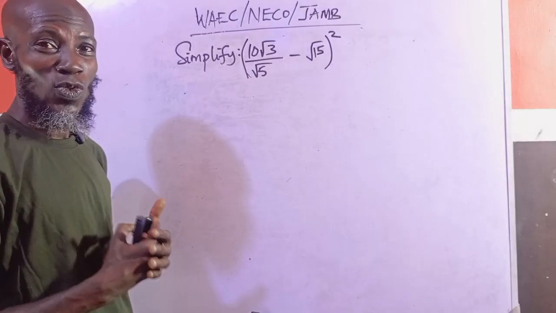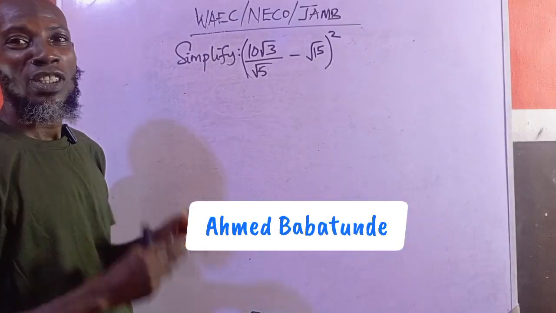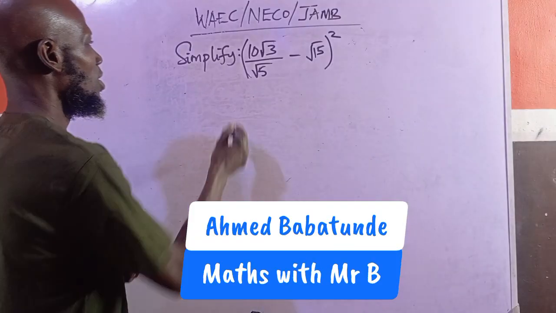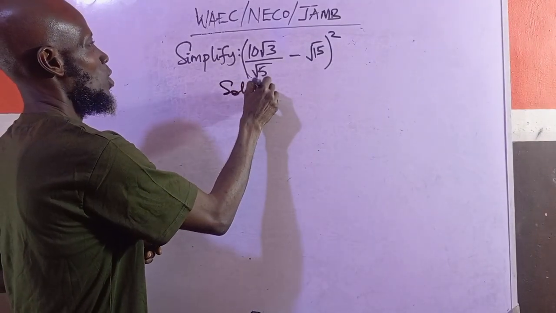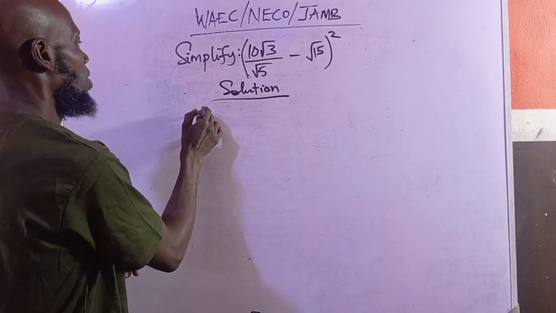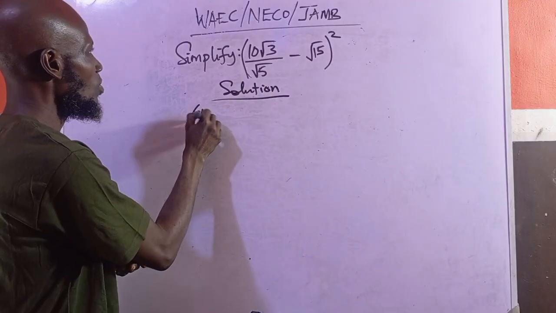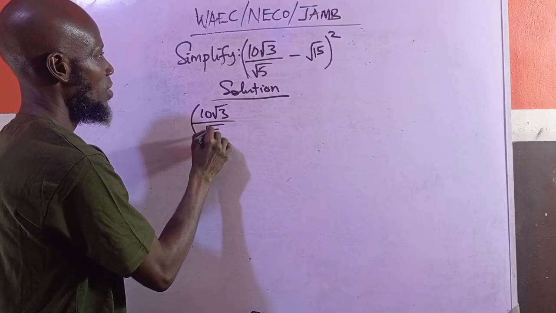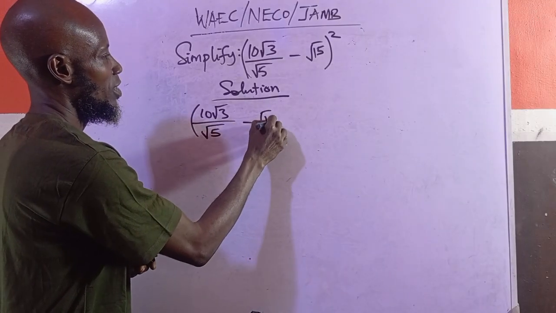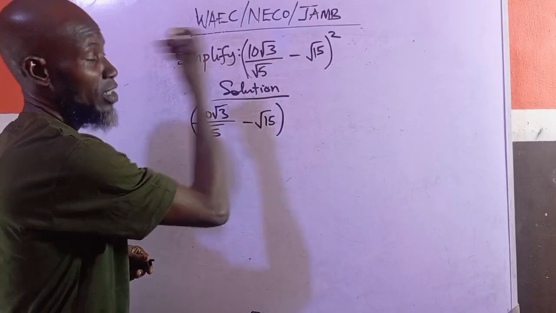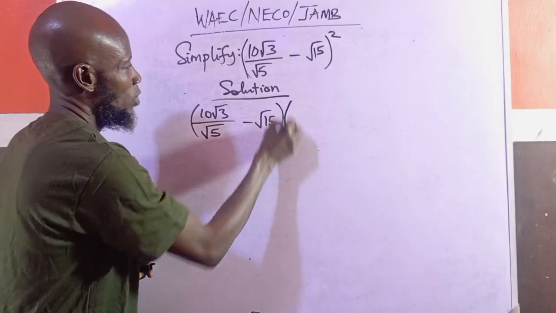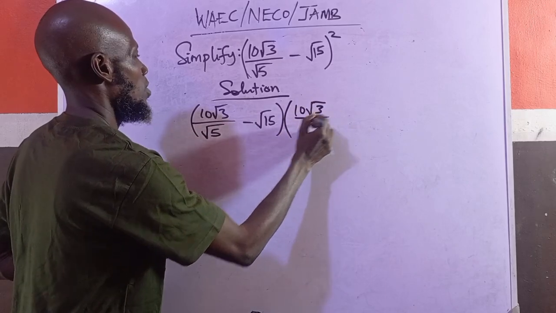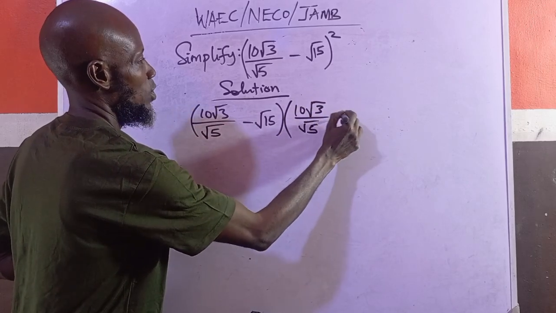It's a surd question. So, simplification of what? Surd question. So it's very easy. Let's see how we are going to solve it. We have the solution: 10 square root of 3 over root 5 minus root 15. Since it's squared, we are going to have this doubled. So let's take it step by step. So you see how we solve this.